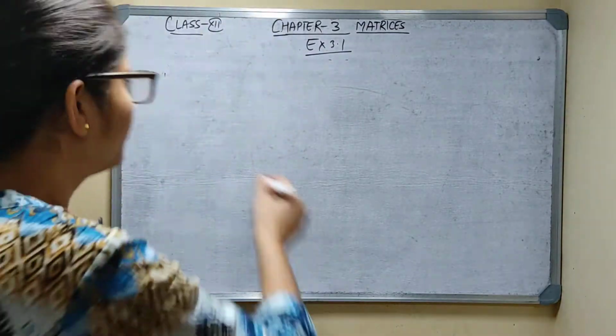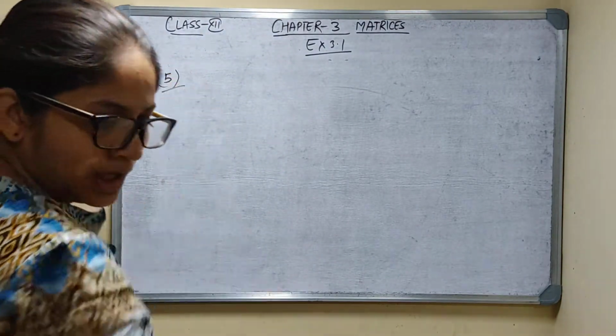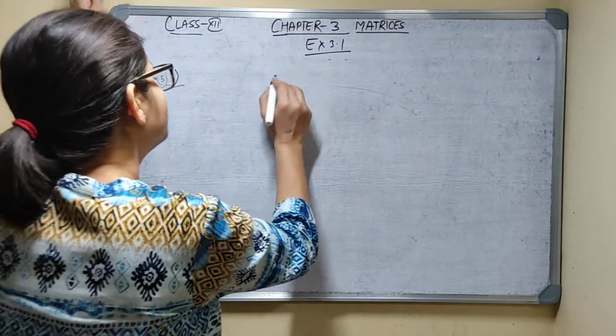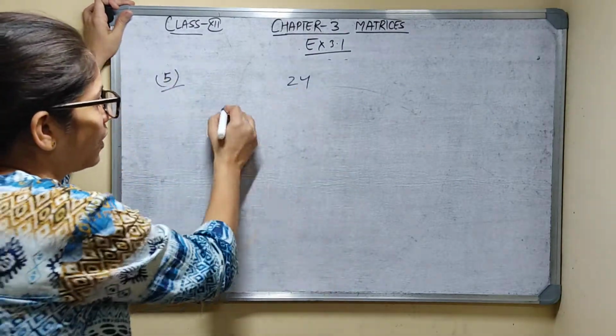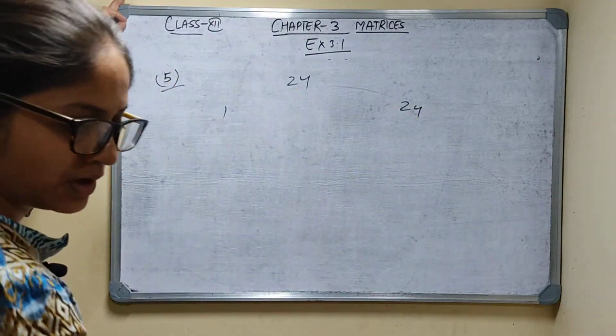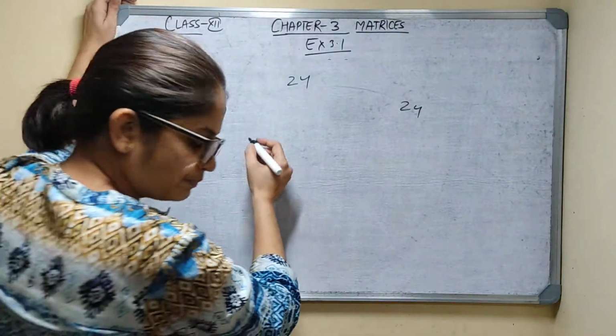Now fifth question. If a matrix has 24 elements, what are the possible orders it can have? First, 24 elements. So how will you write? 1, 24. Like this you can solve.